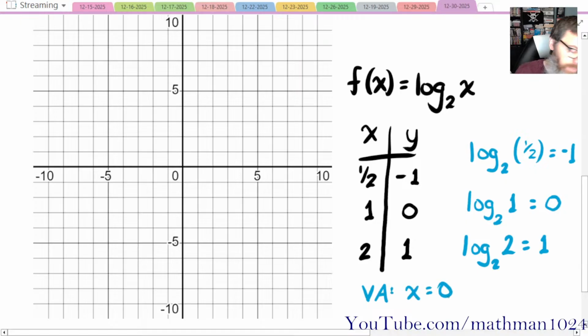We've also talked about, like I said up above, that we have a vertical asymptote of x equals 0. So let's go ahead and put that in play here. So here is my vertical asymptote. I cannot cross this.